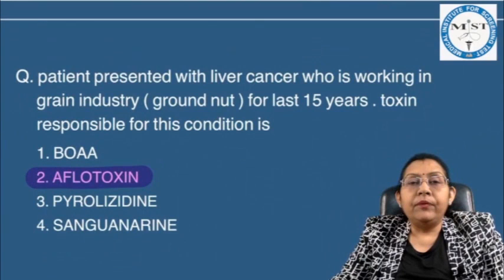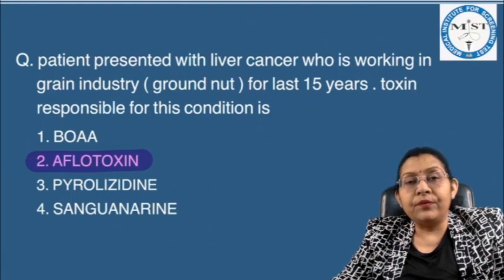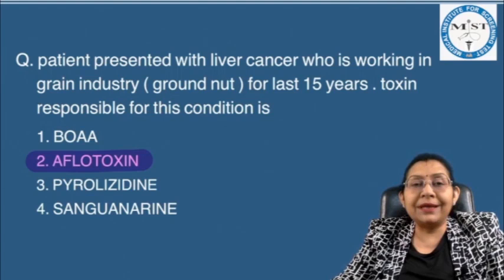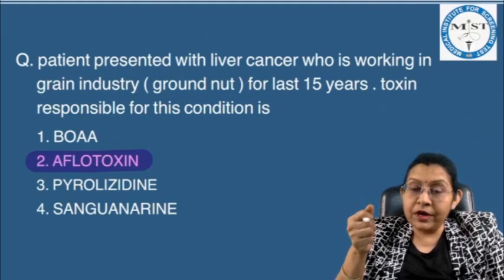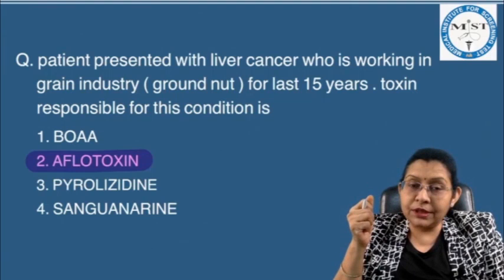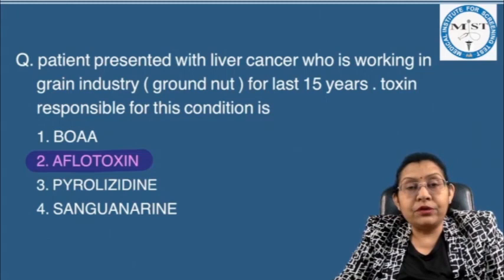Patient presented with liver cancer who is working in the grain industry, that's the groundnut industry, for the last 15 years. The toxin is responsible for this condition. Now we know that grains are stored, and if there is moisture, they get contaminated with a fungus, Aspergillus flavus, which liberates the toxin aflatoxin, and it causes aflatoxicosis. So here, the answer to this question is aflatoxicosis.